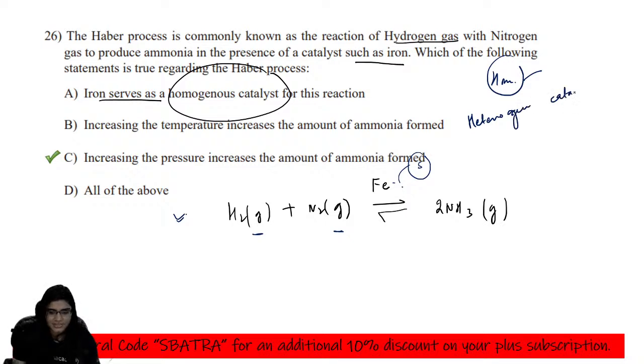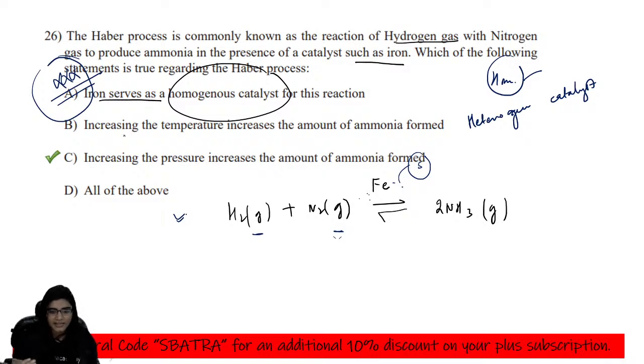Iron is a heterogeneous catalyst. If you are not clear with homogeneous or heterogeneous, what you can do for this question: you know that H2 is present in gaseous state, nitrogen is also in gaseous state, and the form in which iron exists is solid. So iron is a solid, H2 is gas, nitrogen is gas. So this is not a homogeneous catalyst, this is a heterogeneous catalyst. So option A is definitely incorrect.